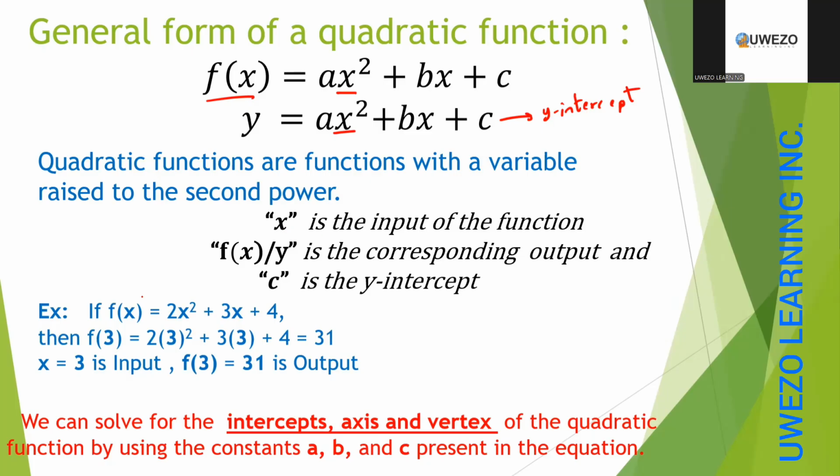For example, if f of x equals 2x squared plus 3x plus 4, then to find f of 3, we just plug in 3 in place of x. So x equal to 3 is the input, and f of 3, which equals 31, is the output, which we also call the y. So the corresponding point in the xy plane would be (3, 31). Next, we'll think of the intercepts, axis, and the vertex of the quadratic function.